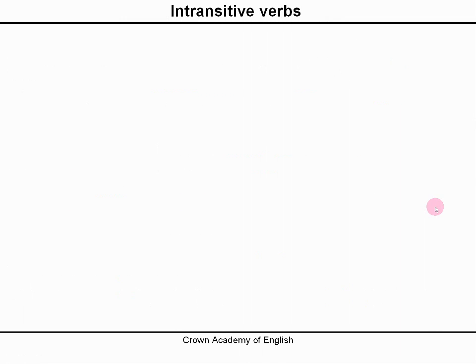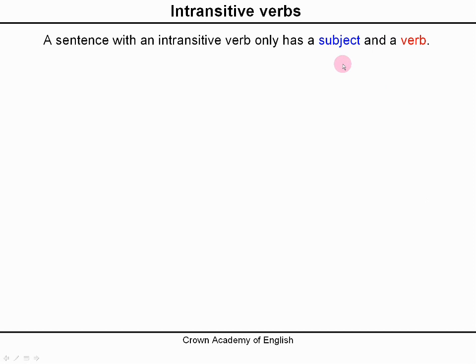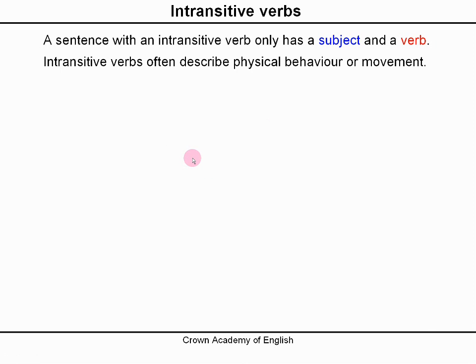Intransitive verbs. Let's look at them in a little bit more detail. So we have already seen the definition. There is a subject and a verb. No object. And intransitive verbs often describe physical behavior or movement.